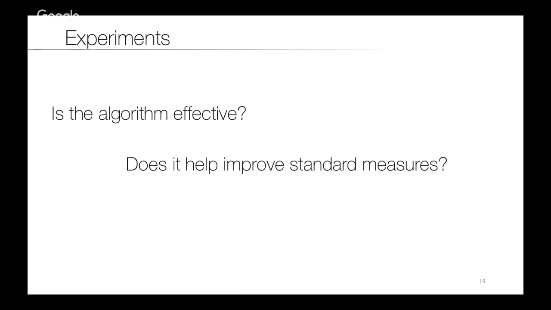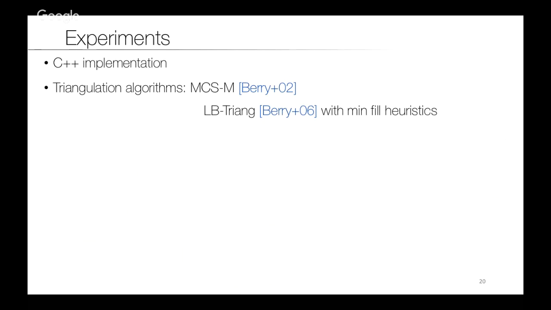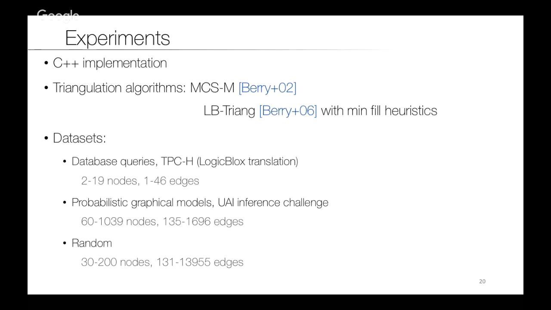So this is the theoretical part, but we want to know, can we actually use this algorithm in practice? And how good are the results? Does it maybe even improve on standard measures? So we implemented it in C++. The code is online. There's a link in our paper if you're interested. We used standard triangulation algorithms for the steps of extending an independent set, maximal cardinality search and min fill.